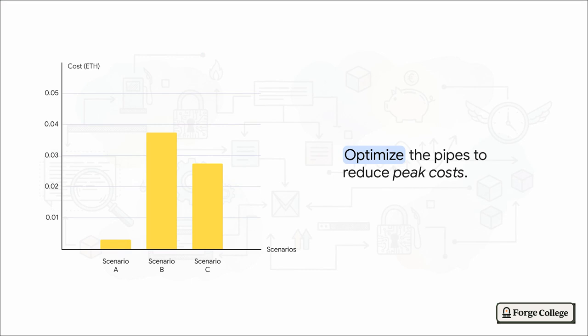That right there is pure thermostat volatility. But by shrinking the pipes in scenario C, specifically by reducing expensive stuff like storage and call data, we save roughly 26% compared to scenario B, even under peak network stress.